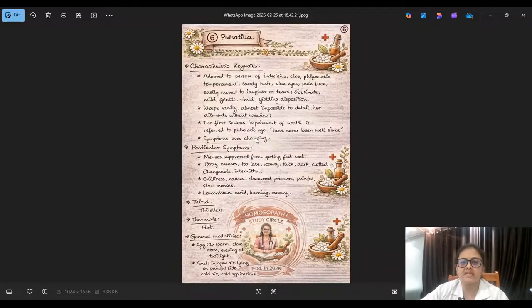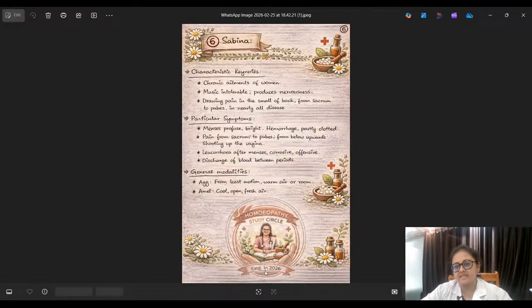Symptoms ever changing. Sometimes it is like this, sometimes it is like that. Pulsatilla symptoms are ever changing. Pulsatilla patient is thirstless, hot. General modalities: aggravation in warm, closed room, evening at twilight. Twilight is sunset time. Amelioration in open air, lying on painful side, cold air, cold application. This is pulsatilla. Next, sabina.